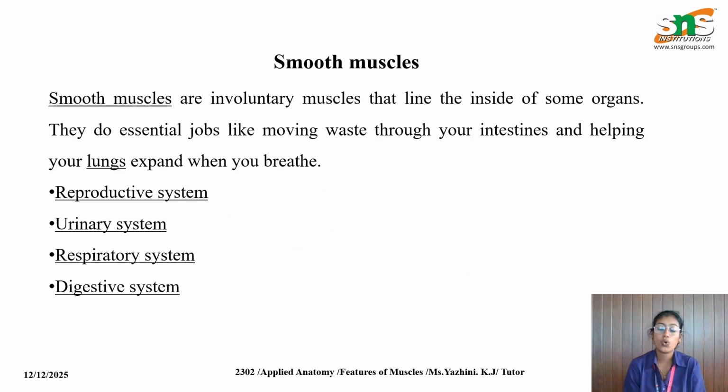Smooth muscles are also involuntary muscles, which line the insides of organs. They do essential work like moving waste through the intestine and helping your lungs expand. The main systems that smooth muscles help are the reproductive system in male and female, the urinary system, the respiratory system, and digestion. These muscles play an important role in the digestive system.